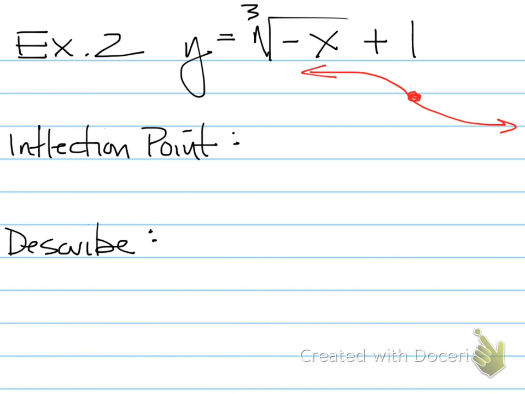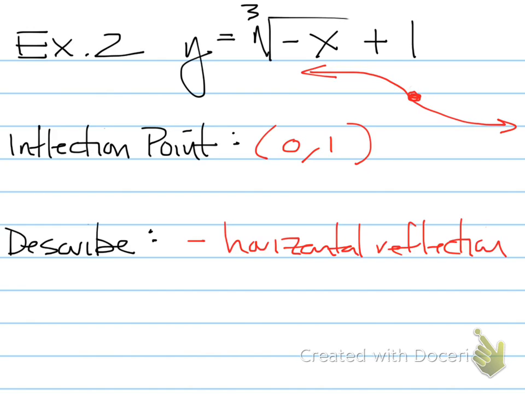The inflection point is still determined by h and k. H is 0, k is 1. And so the negative inside, under the radical sign, is going to reflect it horizontally. And then the 1 is going to translate it 1 unit up.